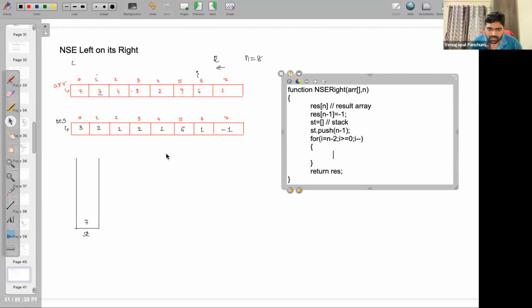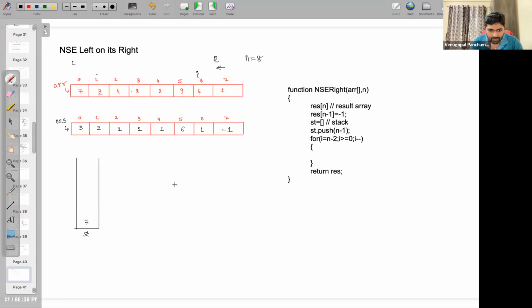Now always the comparison will be with array of i, this time its right side element. If the right side element is bigger than array of i, I don't need it, so I will delete it.